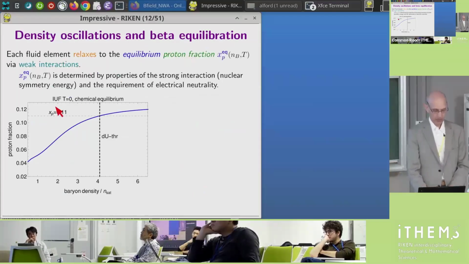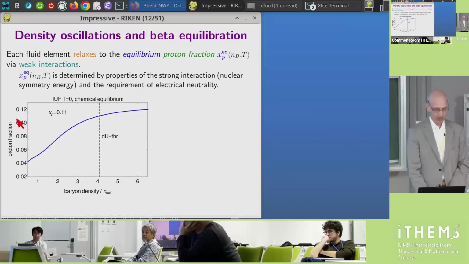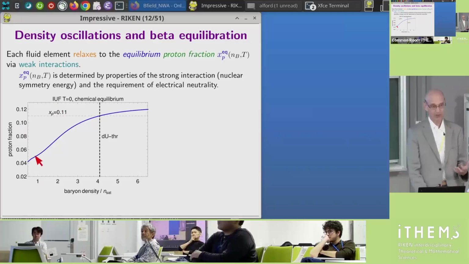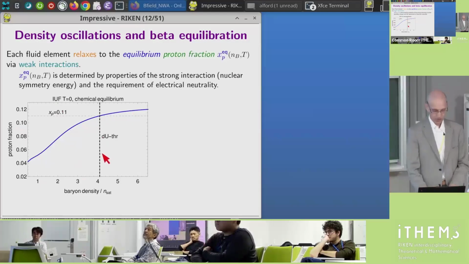So here we've got a plot of this. Here's the density in units of saturation density. This is for the IUF equation of state, one of the standard relativistic mean field models people use. This is the proton fraction up the side. At saturation density, the proton fraction is about 5%. 5% of the baryons are protons. As you go up, the proton fraction rises. At 3 times saturation density, it's about 10%, and so on. And when it gets to 11% is the Direct Urca threshold, which we may touch on a little bit, but it's not essential for our purposes.